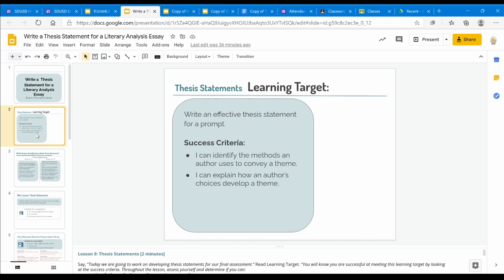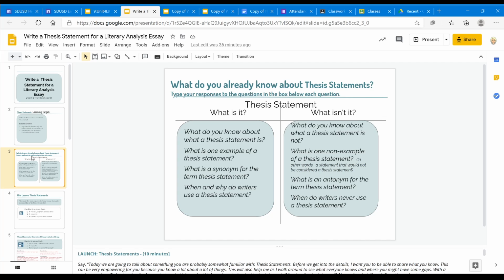Throughout the lesson, assess yourself and determine if you can identify the methods an author uses to convey a theme and explain how an author's choices develop a theme. Today we're going to talk about something you are probably somewhat familiar with, thesis statements.